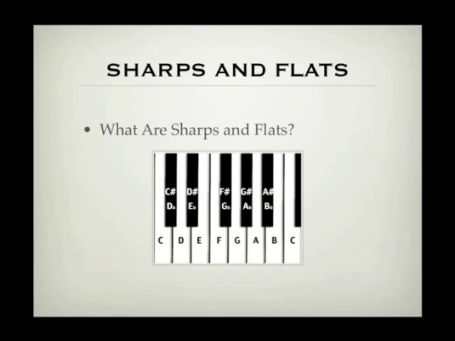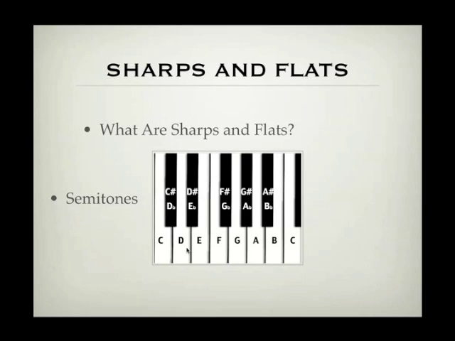So, question number 1, what are sharps and flats? Now, in order to answer this question, we need to understand semitones. Have a look at this keyboard. If you follow an octave all the way from C up to the C using the white notes, we've got 8 notes. If we add in the black notes, we've now got 12 notes, and it's called the chromatic scale. And each of the gaps or intervals between these notes is called a semitone.